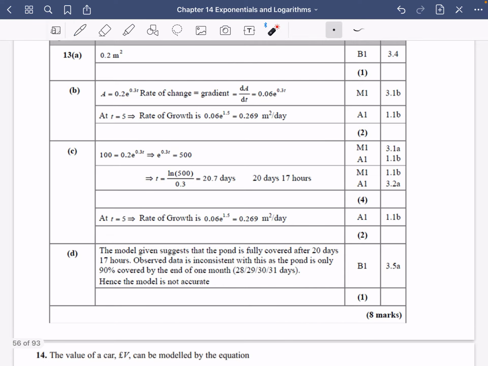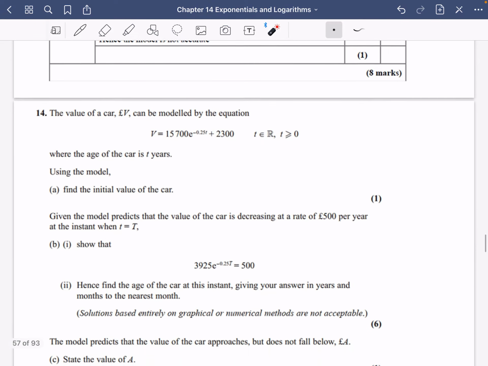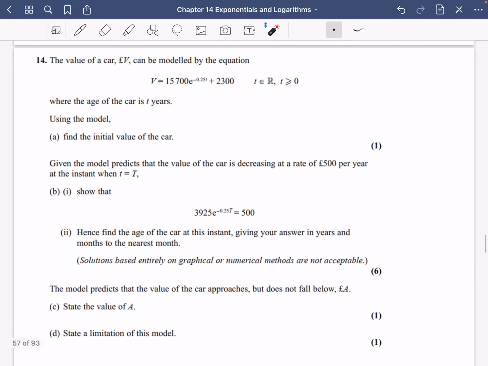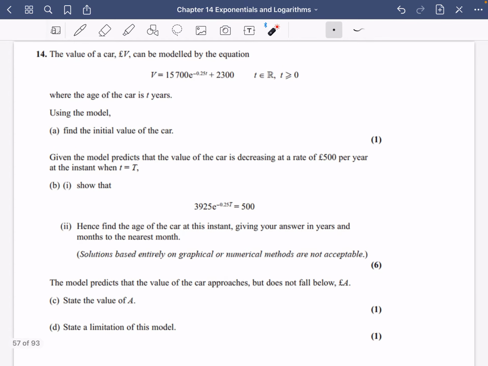And their answer says, the model suggests the pond is fully covered after 20 days and 17 hours. The observed data is inconsistent with this, as the pond is only 90% covered by the end of 1 month. Hence, the model is not accurate. Okay, I think you should have a go at doing this one without me. And then you can pause it, try it, and then see how it goes when I go through them.